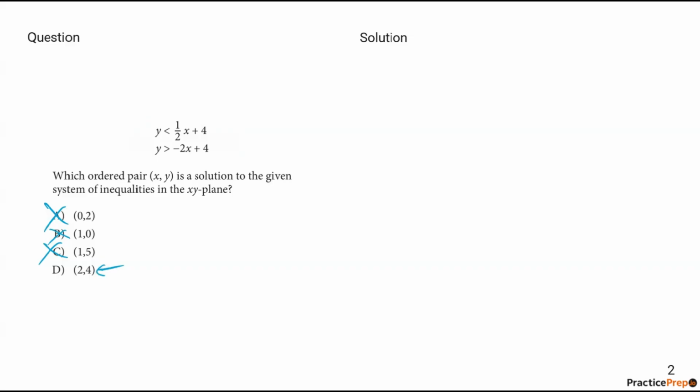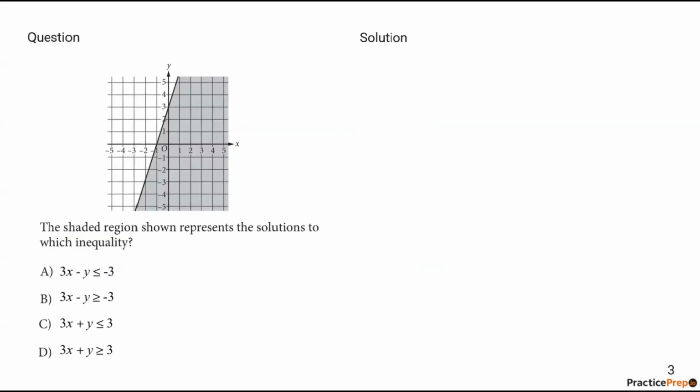Let's plug this in. So 4 is less than, wait a second, 4 plus 1 or 1 plus 4. Indeed, 4 is less than 5, so the first inequality is satisfied. How about the second one? 4 is greater than -4 plus 4. 4 is greater than 0. The second inequality is also satisfied. So D is the correct answer. This coordinate x comma y is a solution to the set of linear inequalities.